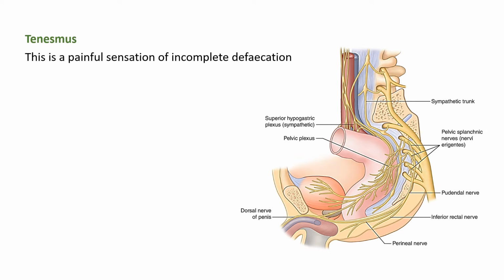Tenesmus, this is the painful sensation of incomplete defecation. So a patient may say after they've been for a poo, it's a bit sore and a bit painful and they feel like they want to go again.